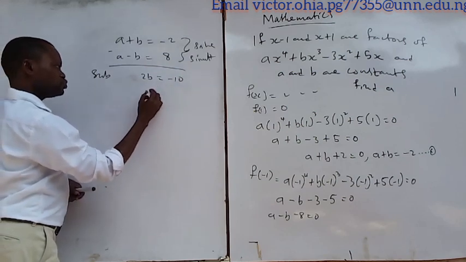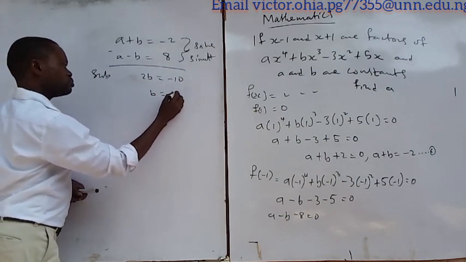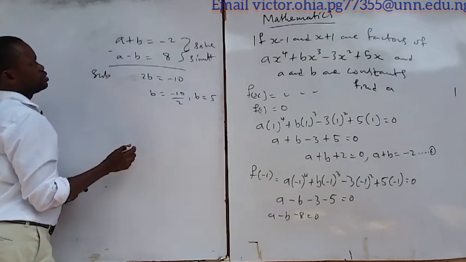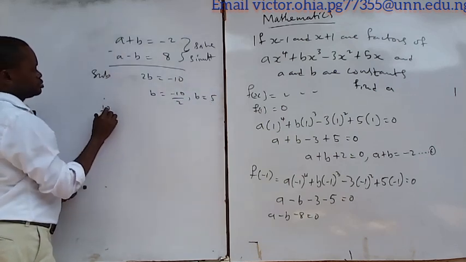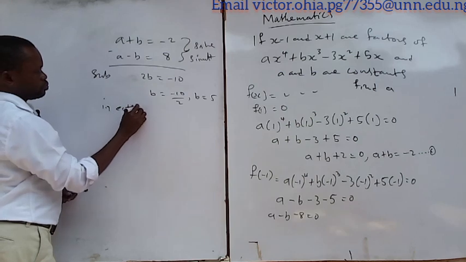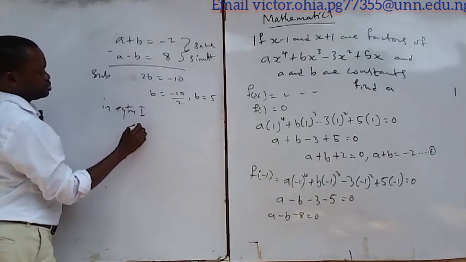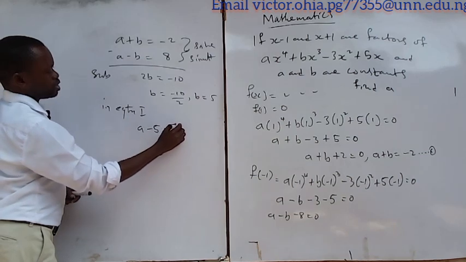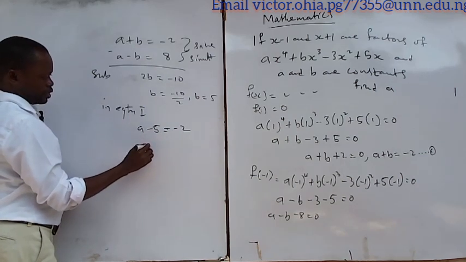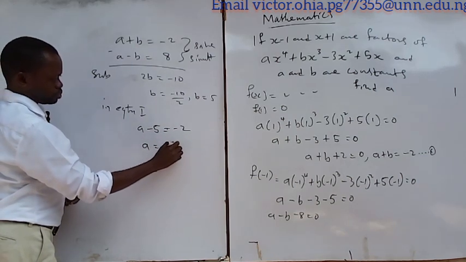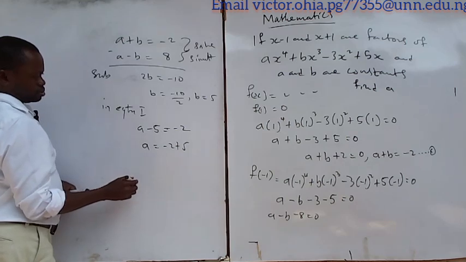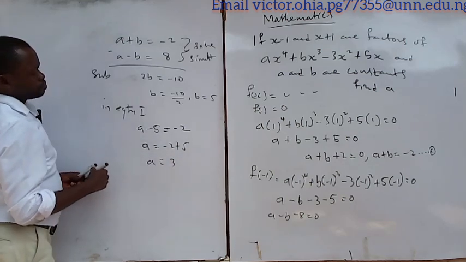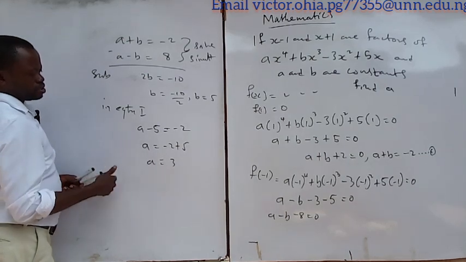So divide both sides by 2, you're going to have b equals minus 10 over 2, and then b is equal to 5. If I come back here in equation 1, I will have that a plus 5 equals minus 2. That means that a is equal to minus 2 minus 5. So a is equal to what? A is equal to minus 7.